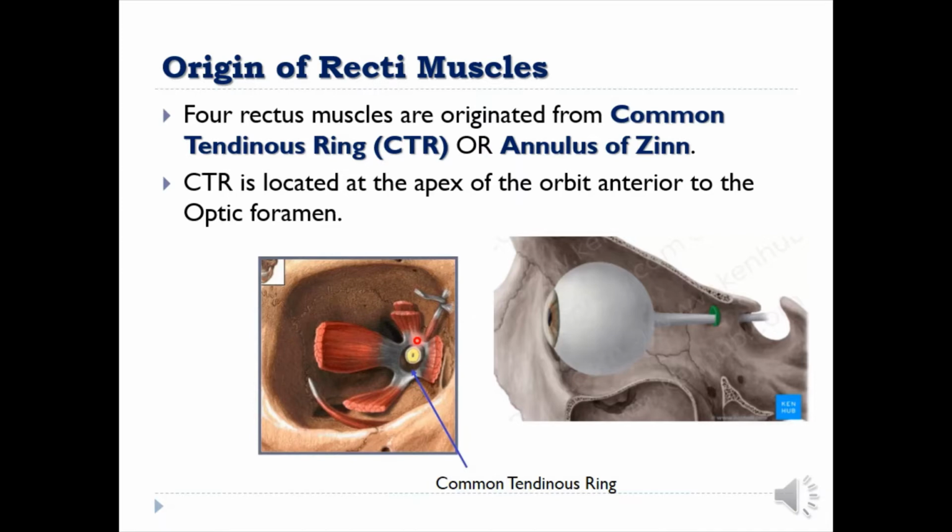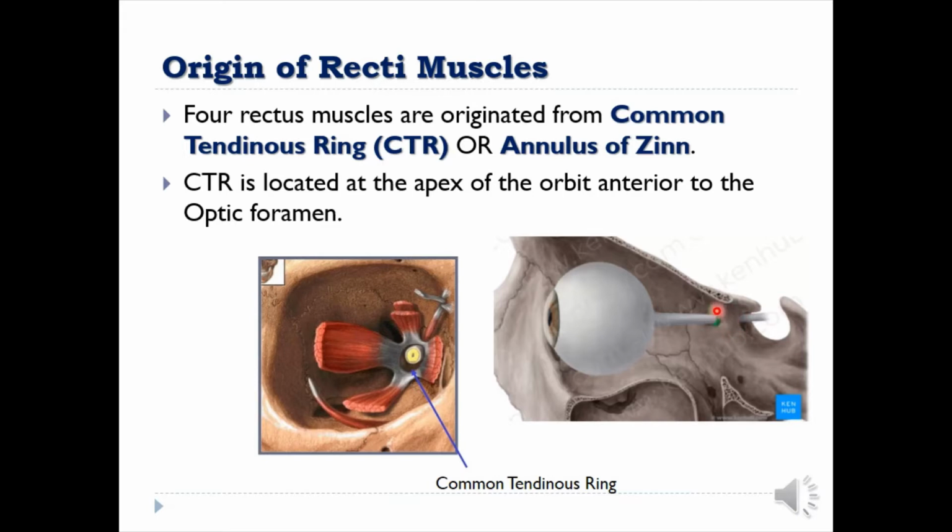These muscles are starting from the base of the orbit. You can see this is the orbital margin, right? And you can see it better here. This is the optic nerve going out of the eyeball, and this optic nerve is going through a small opening that we have already described in the orbit presentation, right? This opening is known as the optic canal, or optic foramen.